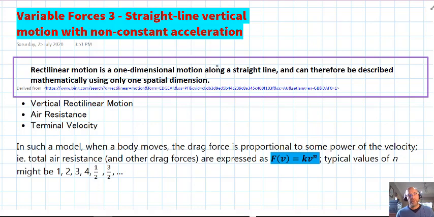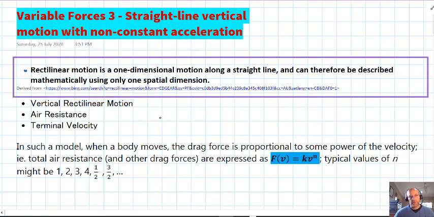Variable forces number 3, we're looking at straight line vertical motion with variable acceleration. So here we have forces that are not constants, and just a little definition here. If you ever hear rectilinear motion as a phrase used, it's basically 1D motion and straight line motion as well. So it only needs one spatial dimension, so we can relax any vector approach here while we're looking at this.